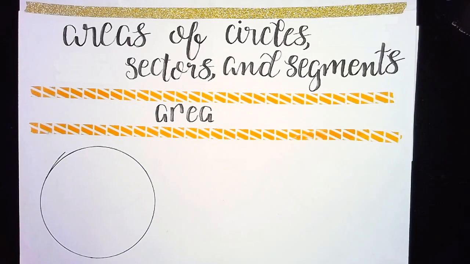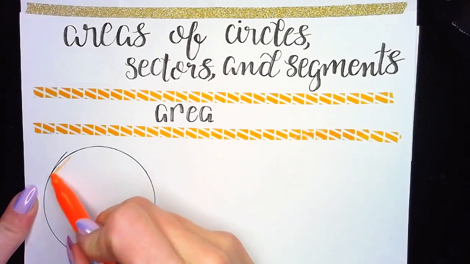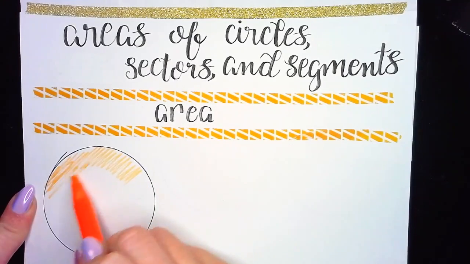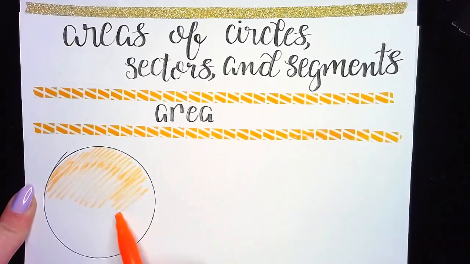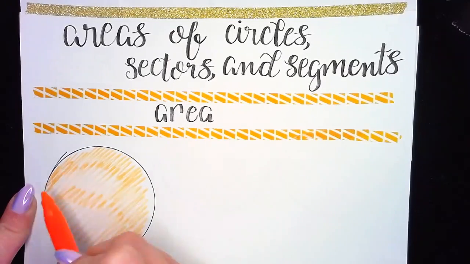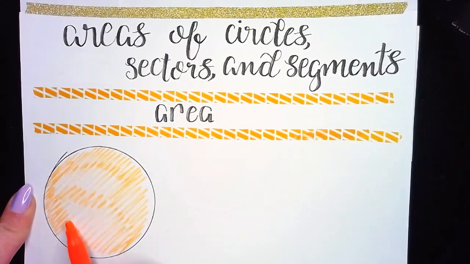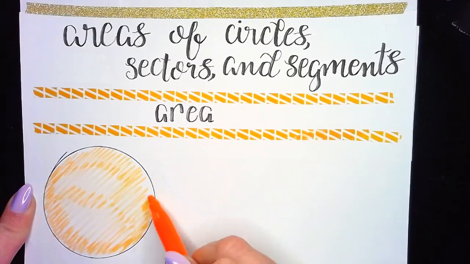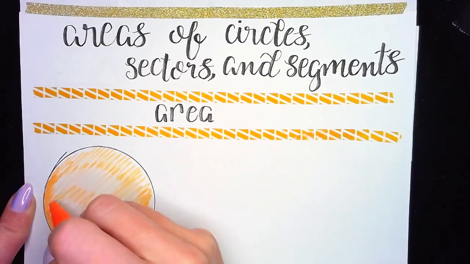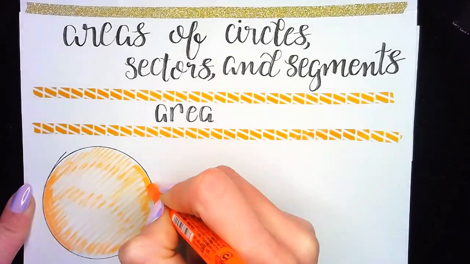Next up, we have areas of circles, sectors, and segments. So, area of a circle. The area is that whole inside space. All of this takes up area. Area is two-dimensional. Units of area require squared units: square feet, square inches, square centimeters.